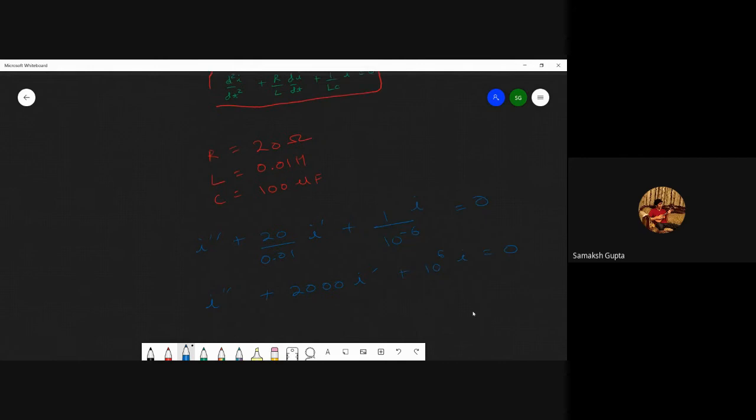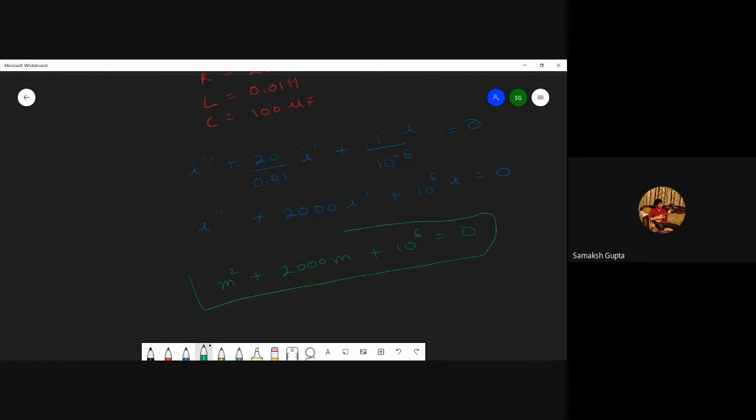Just the same way we will find the characteristic equation. The characteristic equation will be m² + 2000m + 10^6 = 0. This will be our characteristic equation, and we need to solve this quadratic equation. Solving it, we get m1 = m2 = -1000. So this is a root of the quadratic equation, which is negative, and both are equal.